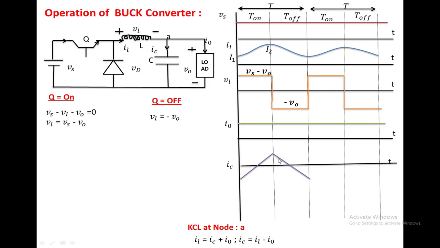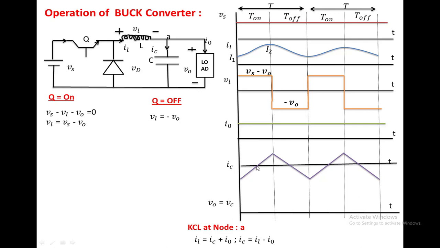This positive capacitor current is nothing but the capacitor charging in this duration. The negative capacitor current is nothing but the capacitor discharging in this duration. Now complete the waveform. The voltage across the capacitor is equal to the load voltage. Now we are going to draw the load voltage or capacitor voltage.